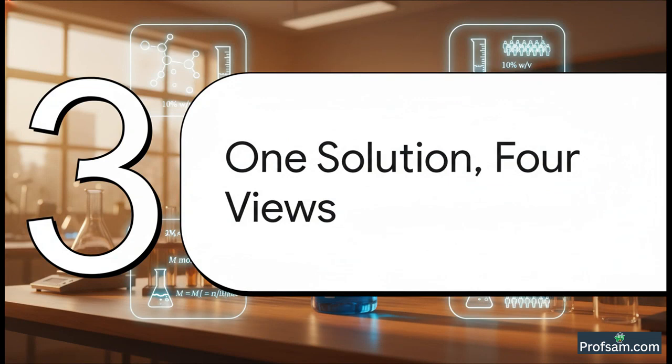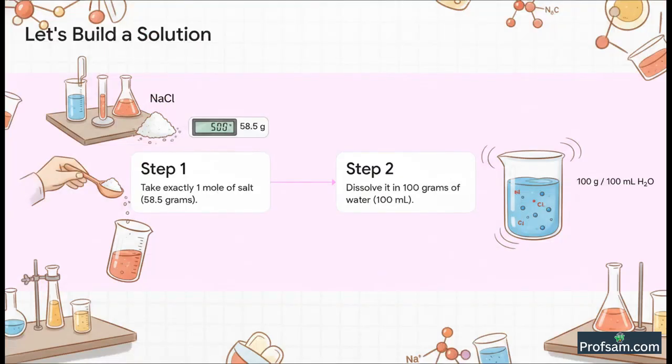Okay, so let's put this idea into practice now. We are going to make one single solution, and then we will look at it through all 4 of these different lenses to see exactly how they give us different numbers and different perspectives. Right. First, let's imagine we are in the chemistry lab. We take exactly 1 mole of salt, which you know is 58.5 grams of sodium chloride. Then, we dissolve the salt in 100 grams of water, which has a volume of 100 milliliters.